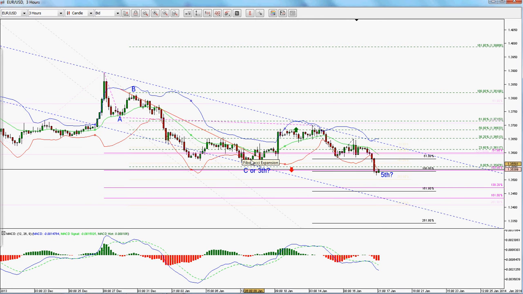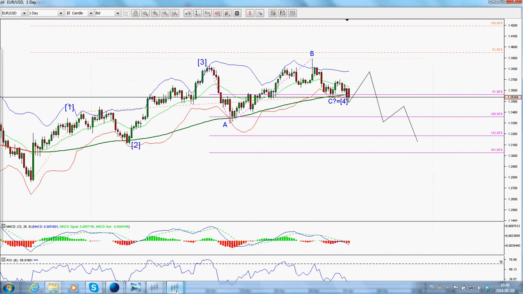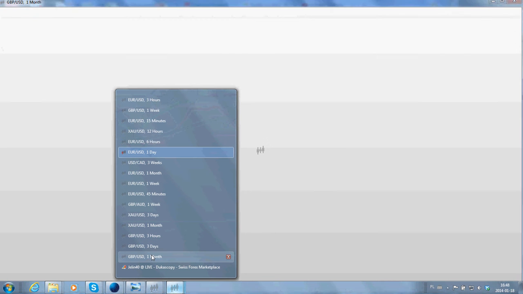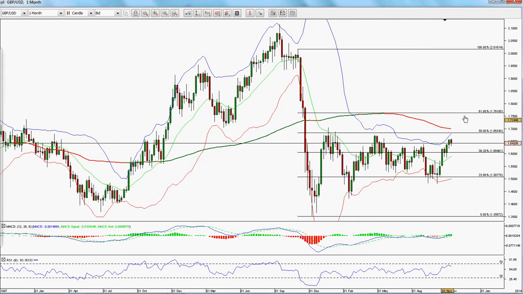Another scenario is, of course, we had a 5 wave to the downside here, 1 to 3 and another 5 to the downside here. This might also be possible. But anyway, if there's a reversal, I will go long in order to catch the ABC correction. Okay, good. So that was the Euro USD.